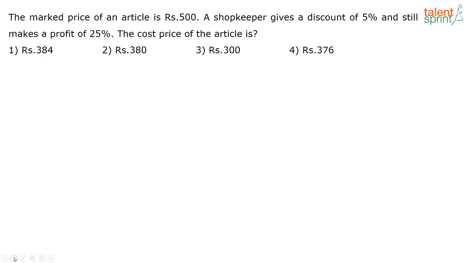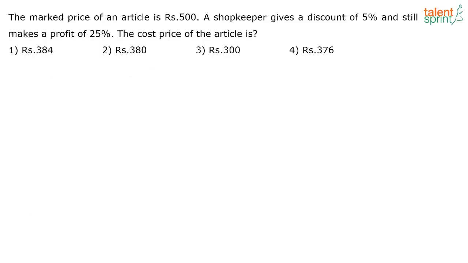See, in such questions, at least a few calculations, if you can, you should do it mentally and not write it down. Don't write it down like this: selling price is equal to 500 into 95 by 100. No, don't do it like this. It's a waste of time. Yes, because they are giving a 5% discount. Don't do it like this.